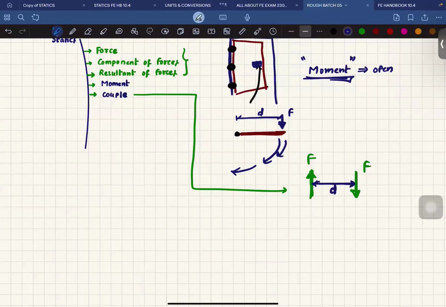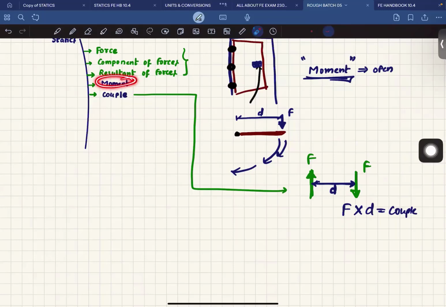If this combination causes some rotation, then F into D is called a couple. You can notice that moment and couple are almost the same. Both cause rotation. The only difference is that in a moment we have only one force, while in a couple we have two equal and opposite forces. There are plenty of day-to-day life examples where we apply a couple rather than a moment.